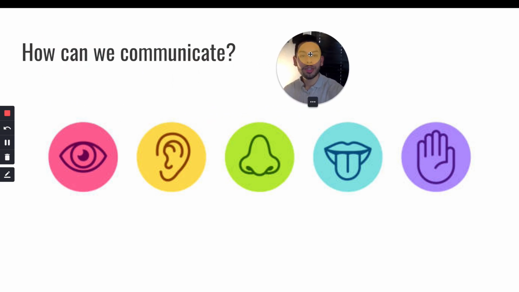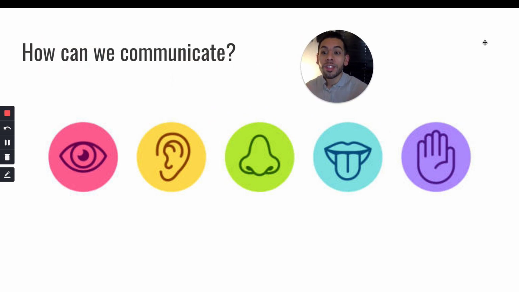Let me move my picture again. So how can we communicate? So the most popular ways are your eyes. You can use your eyes to communicate. You can use your ears to communicate. Sometimes you can use your nose to communicate, your mouth, and your hands. So you use your five senses to communicate, okay?